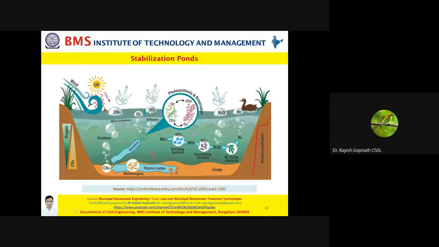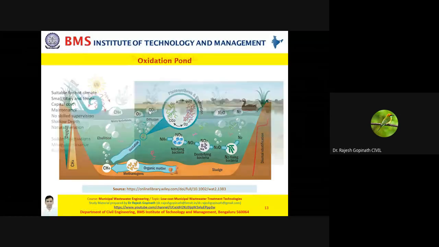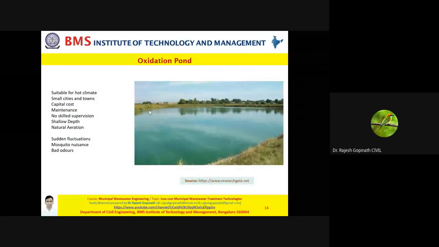Let's understand this better with the further slides. Now, moving on, let's try to understand one by one the three types of stabilization pond. Let's start with the first one, which is your oxidation pond.